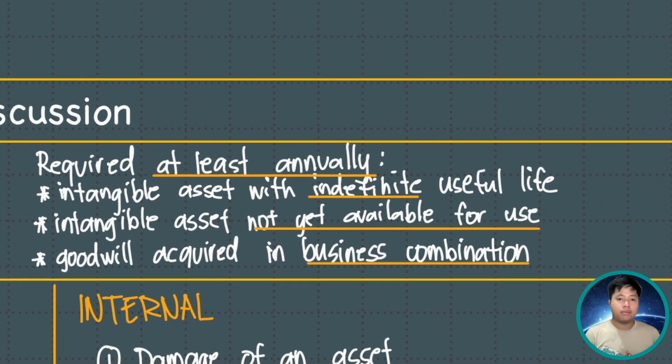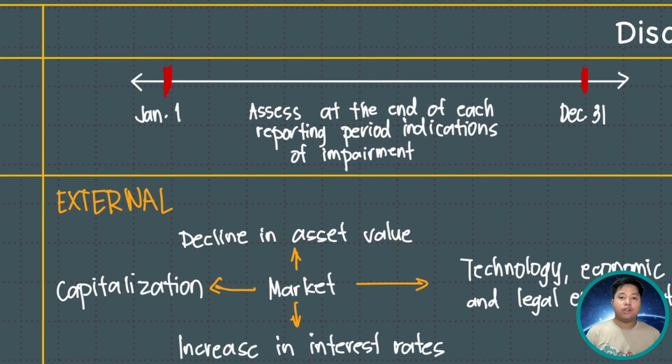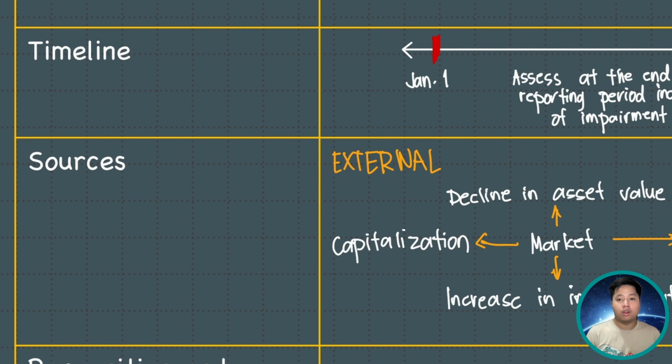The standard prescribes testing the intangible assets with indefinite useful life and those intangible assets not yet available for use, and the goodwill acquired in a business combination. There are two sources of information for the indications of impairment.